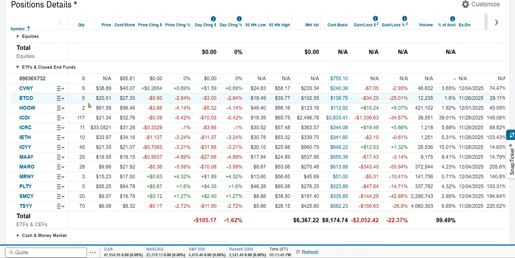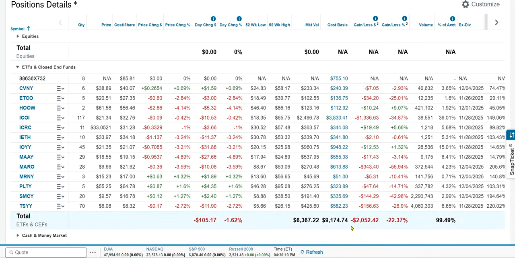we have Kavana at 6 shares, ETCO at 5 shares, Hui, the round hill version, 2 shares, ICOI, we have 117 shares here. ICRC, we have 11 shares here. IETH, we have 10 shares. IOYY, we have 45 shares. MARA, we have 29 shares, which I think is Mara. Morrow, we have 28 shares. Murney, we have 3 shares. Platy, we have 5 shares. SMCY, we have 20 shares. And TSYY, we have 70 shares.